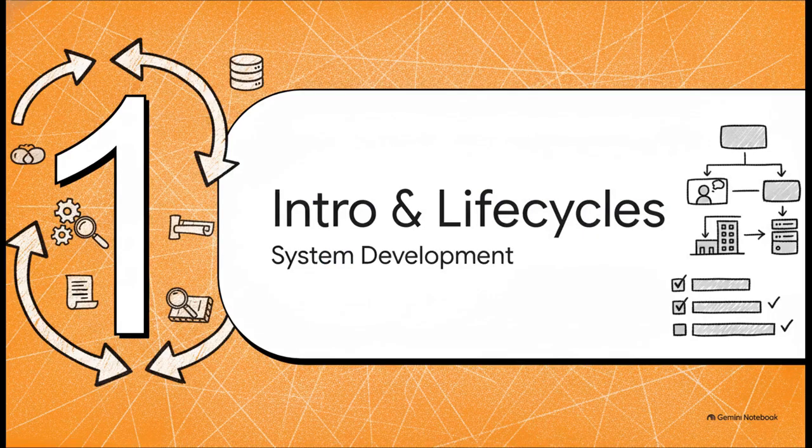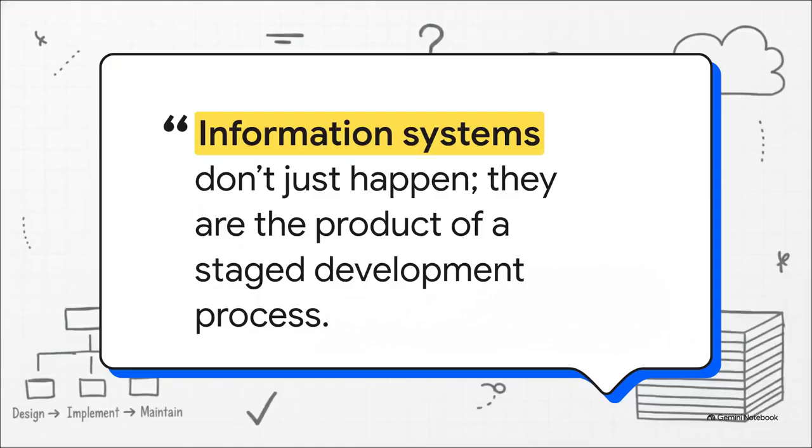Section 1, Introduction and System Life Cycles. Now, before we draw a single table, we really have to adopt the right mindset. Information systems, they don't just happen by accident. They are the product of an incredibly carefully staged development process. And the golden rule here is this: a database is not an end in itself, it is a means to an end. It exists solely to solve a business problem. They're meticulously planned out to serve specific organizational goals. Basically, if the business doesn't actually need it to solve a problem, well, we shouldn't be building it.